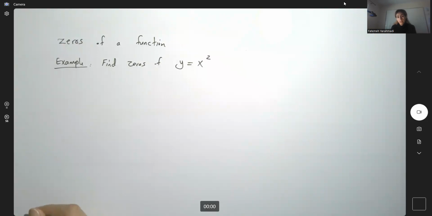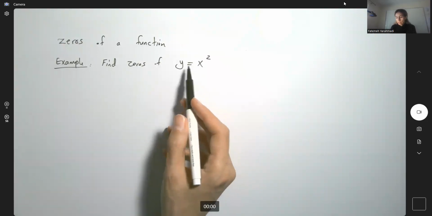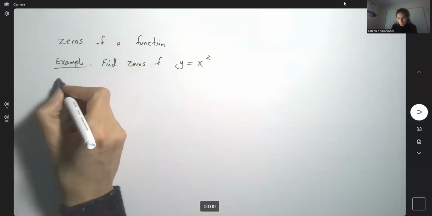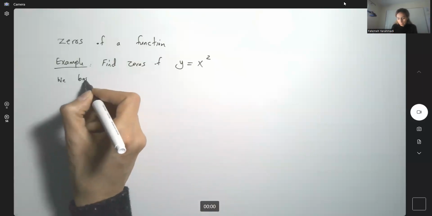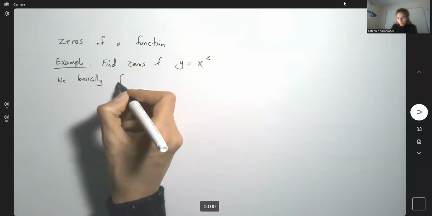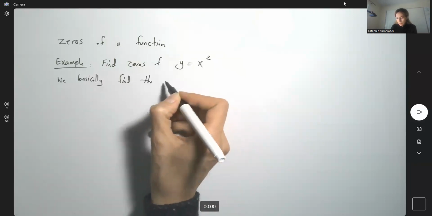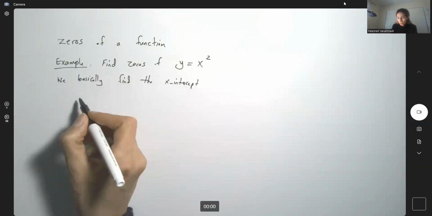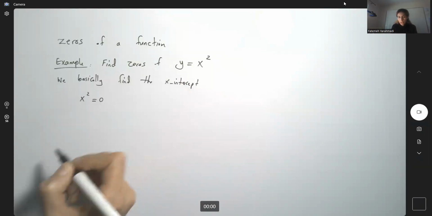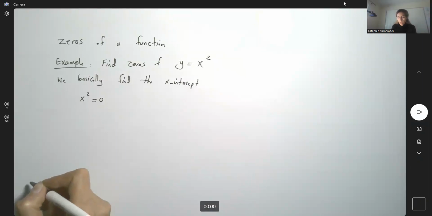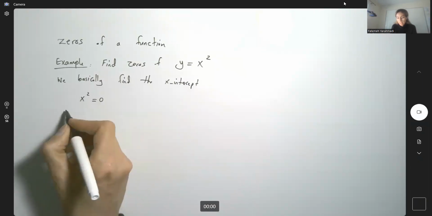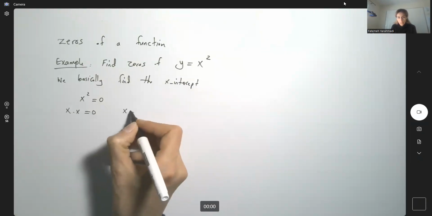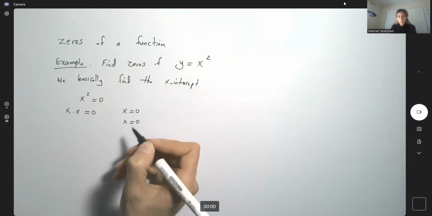What we're going to say is that, hey, this function to find zeros is basically finding the x-intercept. So you're setting this equal to 0. So, well, it means that x times x is equal to 0. Well, it means that x is 0, also x is 0.